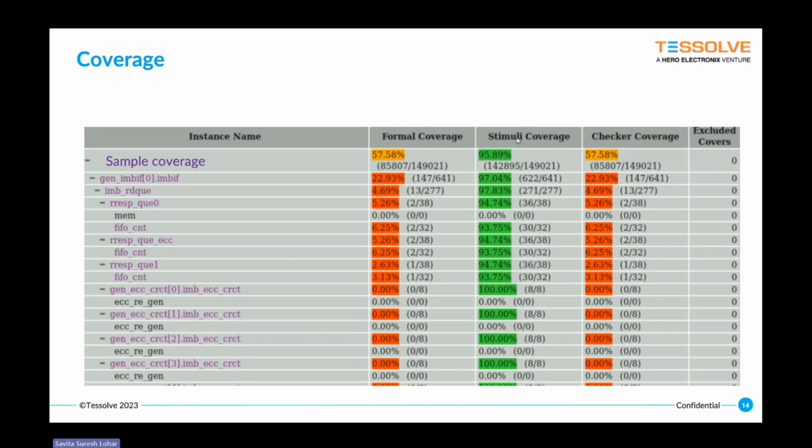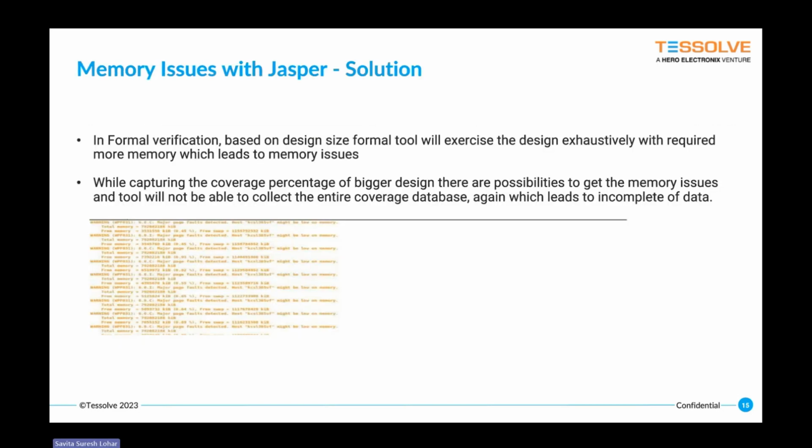When it comes to the stimuli coverage, it shows the percentage of covered items with the total cover items. Mainly it deals with the statements present in the code. The checker coverage shows the percentage of checked items based on the checker setting with the total cover items. It mainly deals with the properties and the assertions. So this is the coverage in terms of HTML. The same coverage we can capture in the text format as well. Going to the next slide.